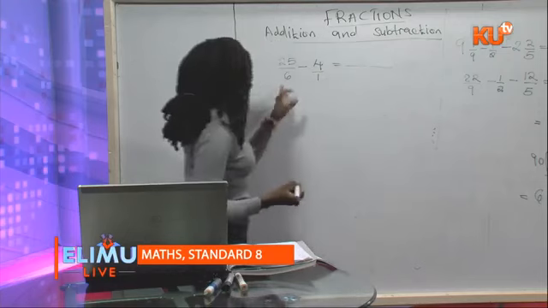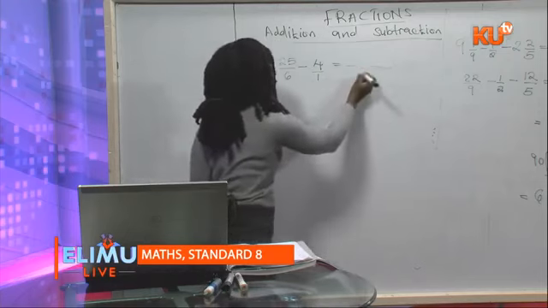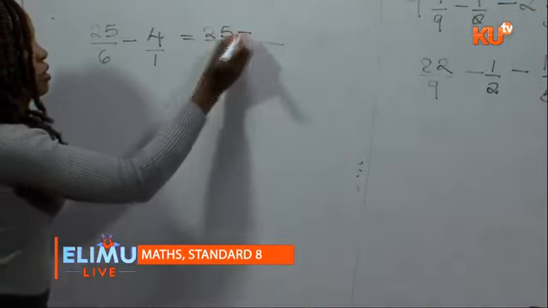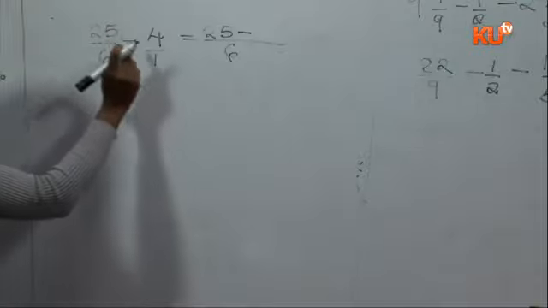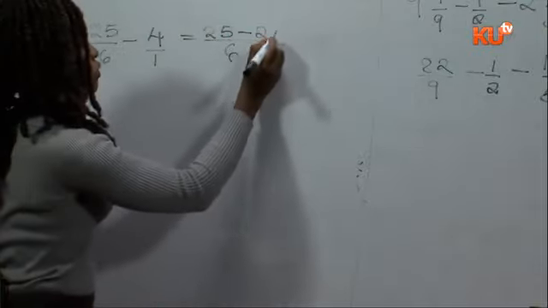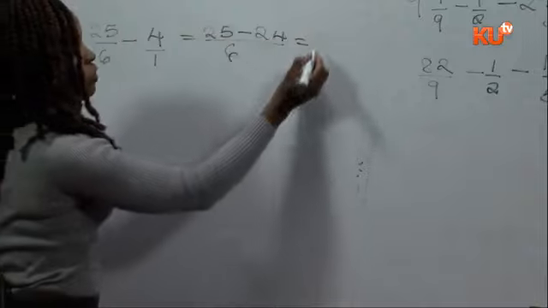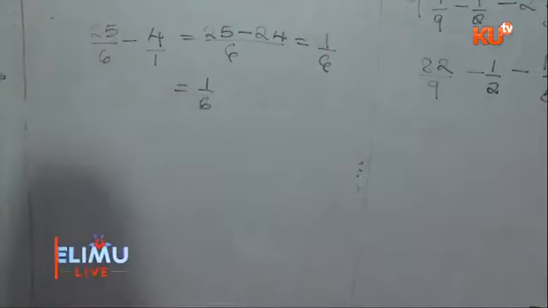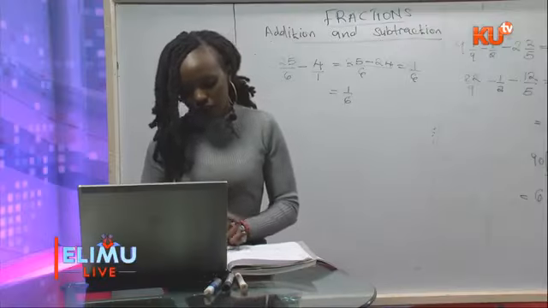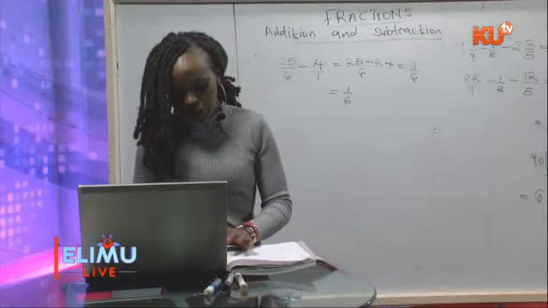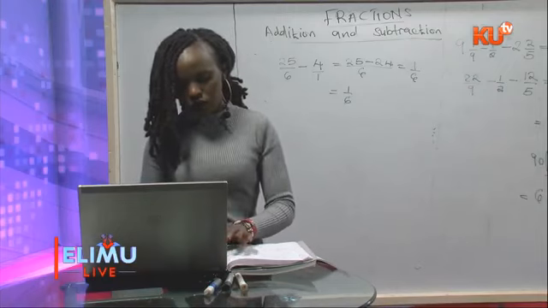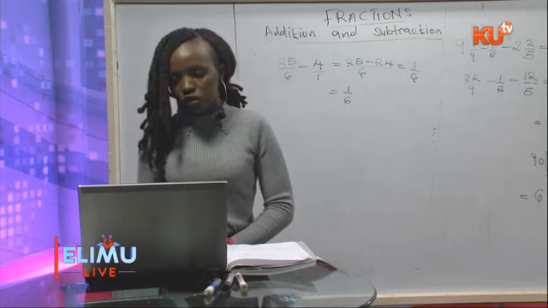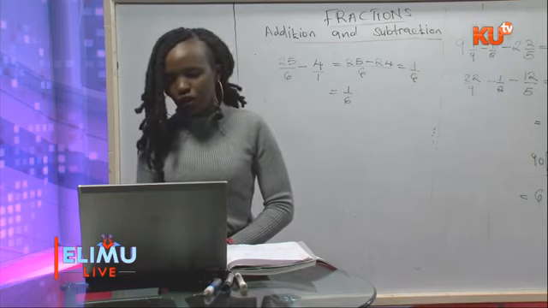Then we get the LCM of the denominators, 6 and 1. The LCM is 6. 6 divided by 6 is 1, times 25, we get 25. Take away 6 divided by 1 is 6, times 4, we get 24. So 25 take away 24, we get 1 over 6. So the answer to that is a sixth. I hope I've answered you, Vinny, and those other people who had questions.